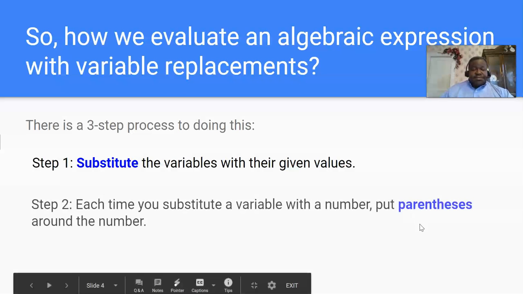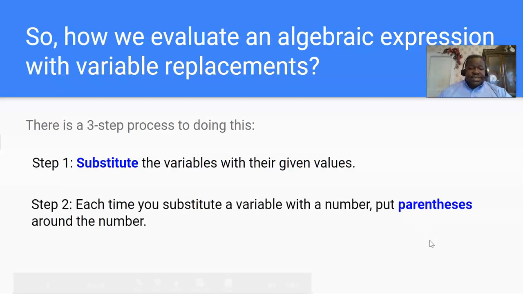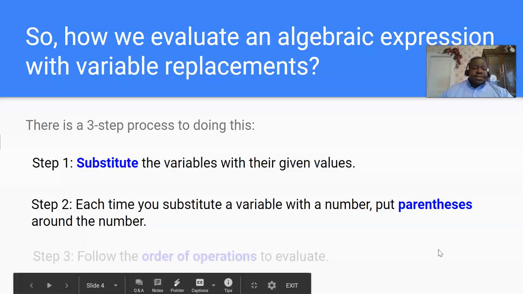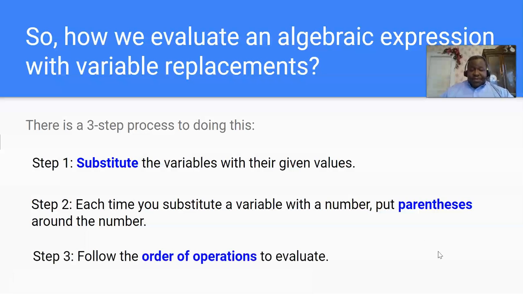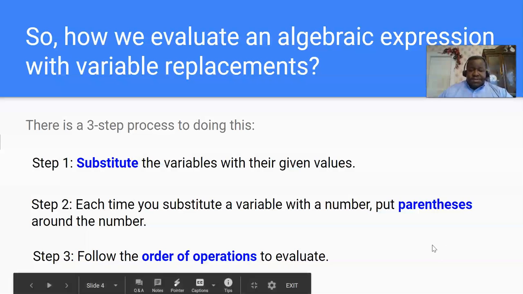Our second step, each time you substitute a variable with a number, put parentheses around the number. That's going to be very important because we have to watch our signs now, and otherwise it's going to cause us to get an incorrect answer. And then our third step is we're going to follow the order of operations to evaluate. So we're going to use what we talked about in the previous lesson and apply it in a slightly different context for the problems that we'll be looking at today.